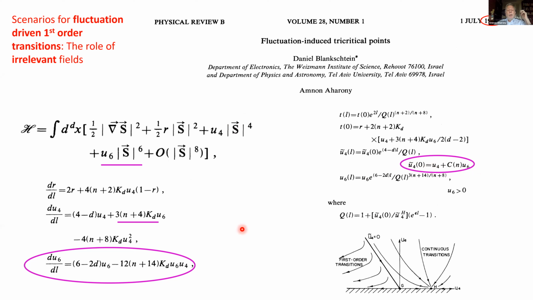And when you solve the whole problem using u6 also in the game and allowing it to gradually decrease, treat it as a dangerous irrelevant variable, you discover that in the plane U4, U6, there is a line of first order transitions for the full problem of U4 and U6. However, since U6 initially increases U4, it can turn this first order transition into a second order transition or vice versa. This is a mechanism that uses the renormalization group to change first order transitions into second order transitions.